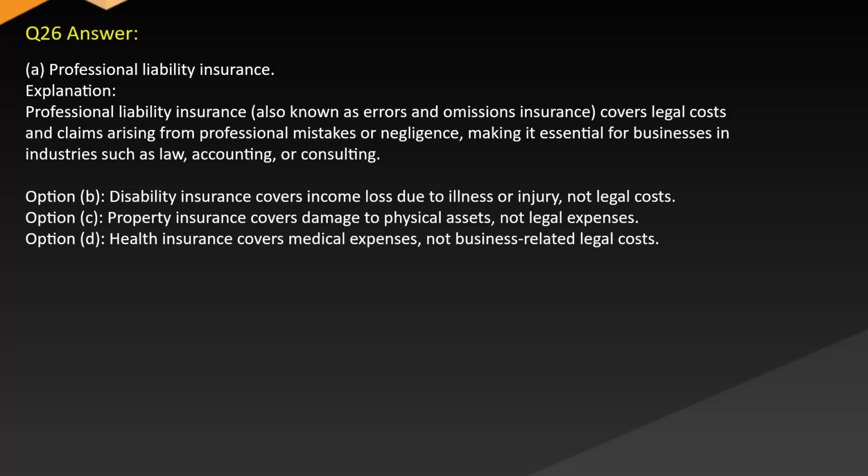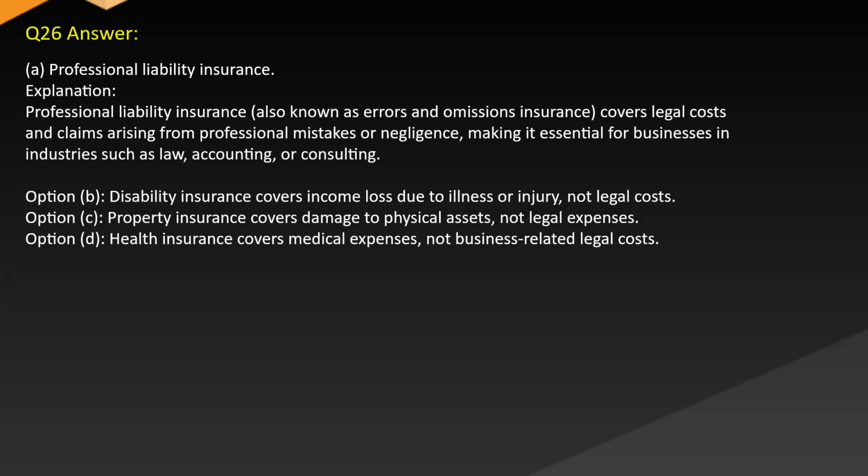Answer A. Professional liability insurance. Explanation. Professional liability insurance, also known as errors and omissions insurance, covers legal costs and claims arising from professional mistakes or negligence, making it essential for businesses in industries such as law, accounting, or consulting.